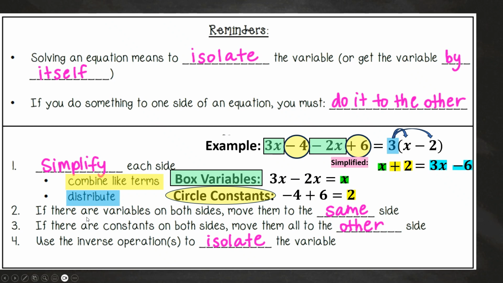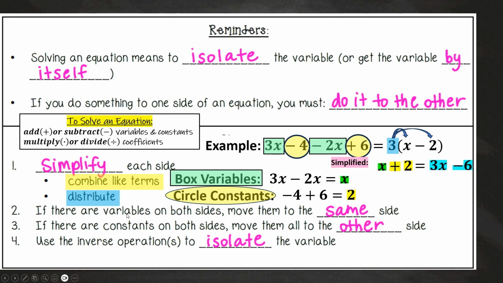Now we're going to work towards actually solving it. So if there are variables on both sides, like there are here, we need to move them to the same side. So here I have an x and I have a 3x. I like to move things wherever I have more of them. So 3x's is more than 1x. So to move this variable, I can add or subtract it, because we can add or subtract our variables or our constants. So we're going to subtract x from both sides. So I'm left with a positive 2 is equal to 2x minus 6, because 3 minus 1x, because there's an implied 1 there, becomes 2.